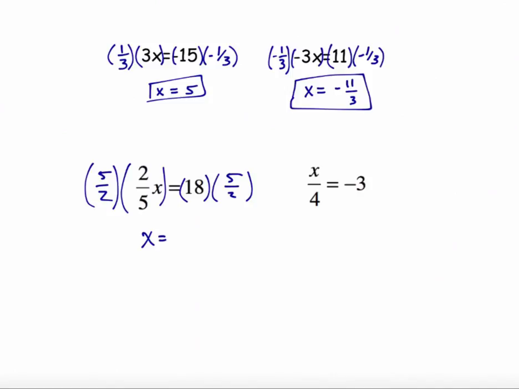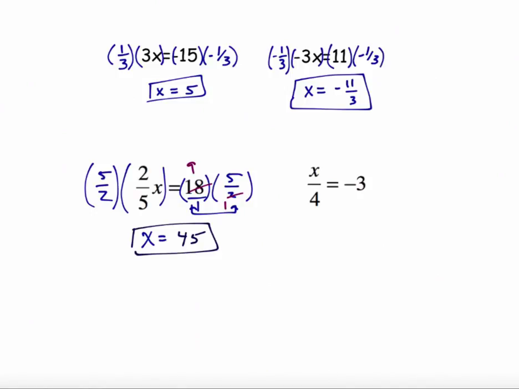On the right-hand side, 18 times 5/2. We got to be good with our fractions. I'm going to call this 18 over 1. I'm going to do some simplifying as we go. Let's see. 1, 9. I think 9 times 5 is 45. All right, so x equals 45. Fantastic. That is the solution in this case.